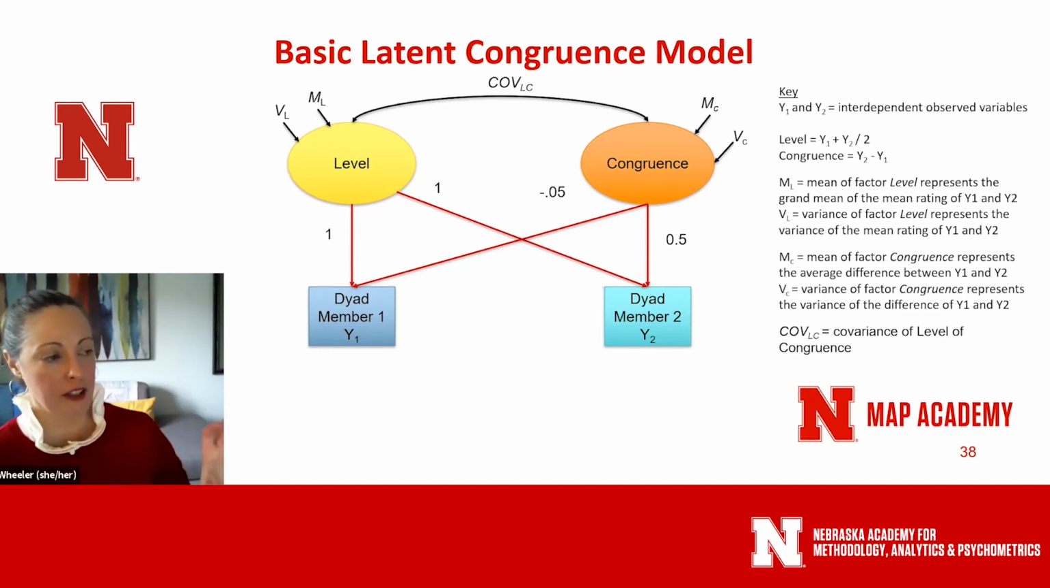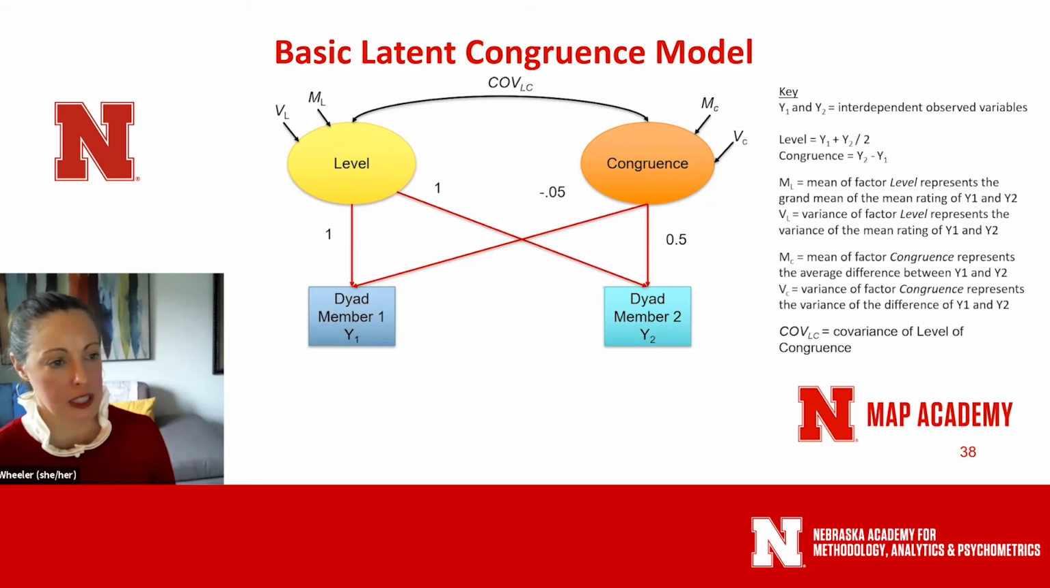In yellow, we have the level, which is referring to the dyad mean on that construct. And in the orange, we have the congruence, or the difference. These are latent factors, level and congruence. For each of the latent factors, we have a mean and a variance. Let me back up for a second. Conceptually, what the level represents, if you work through all of the equations, comes down to an average: Y1 plus Y2 divided by 2. And congruence, working through the math, is basically a difference score, Y2 minus Y1. That's given the parameters we have embedded into this model.